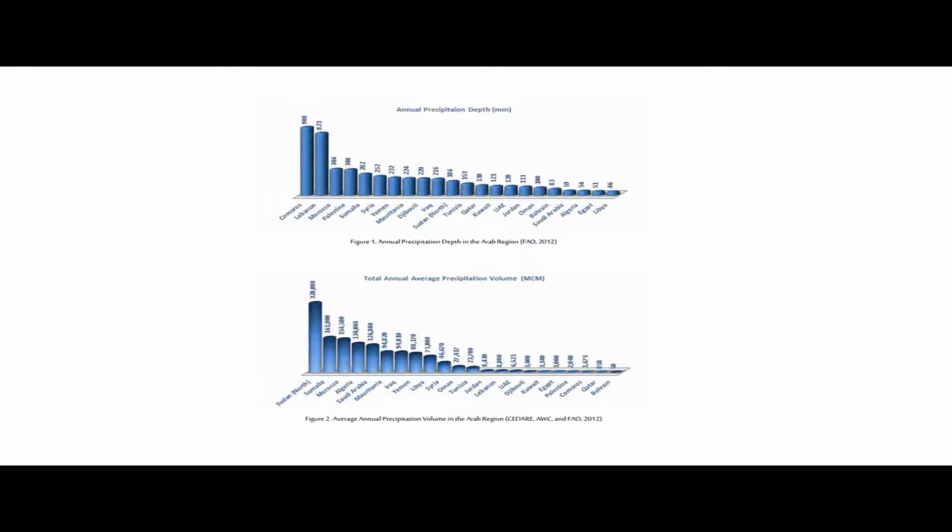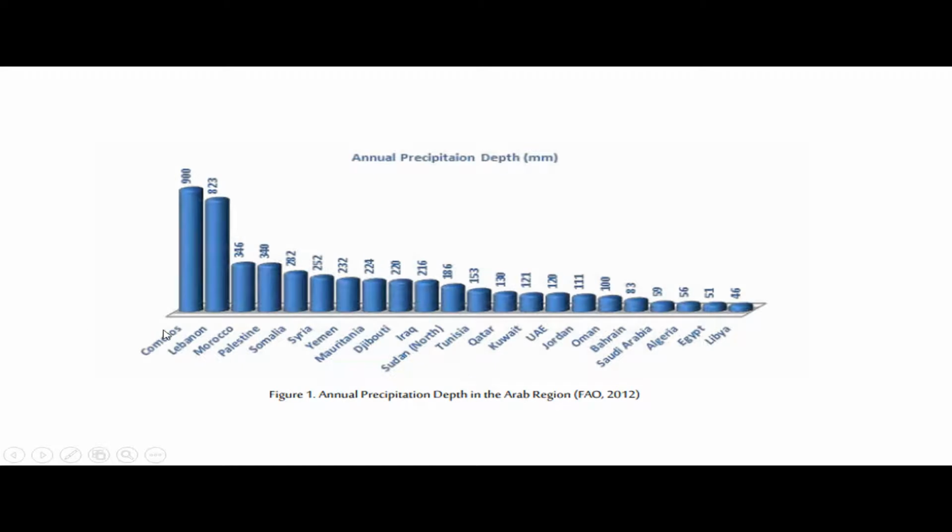Look here, every time the report compares the 22 different countries, it uses sorting. But if you sort, you don't know where the country is, because in the first graph, according to millimeter, Comoros, Lebanon, Morocco are the first three.